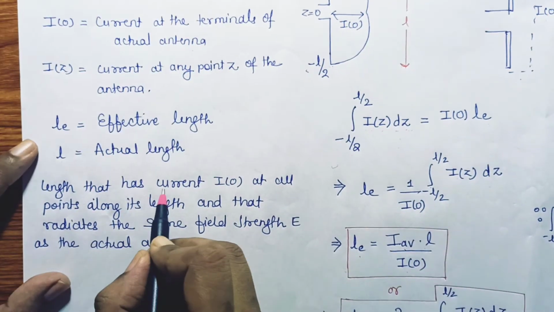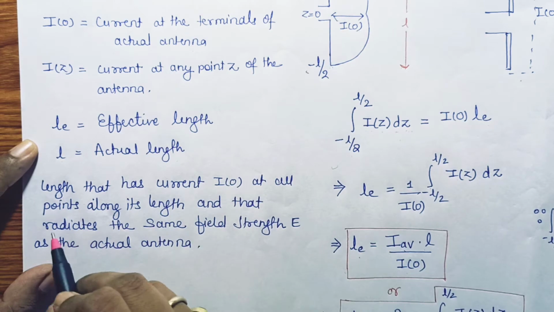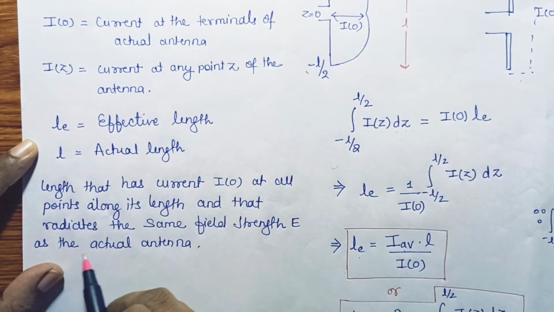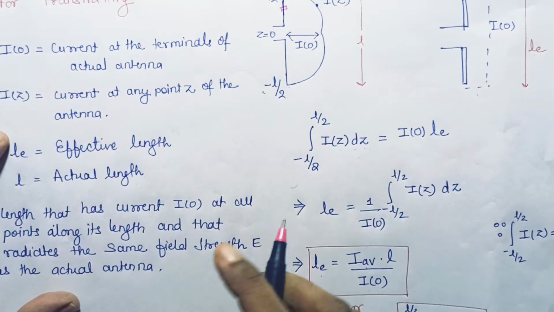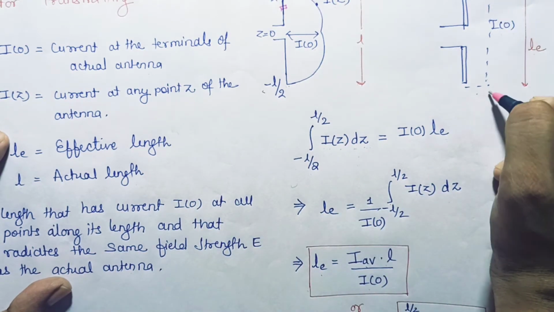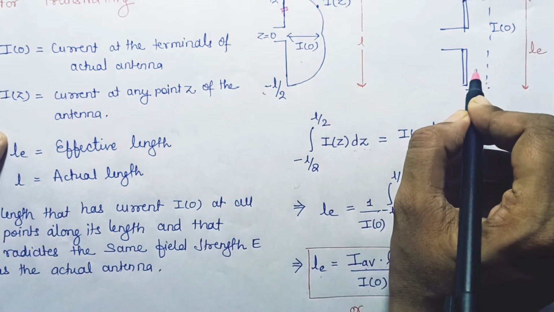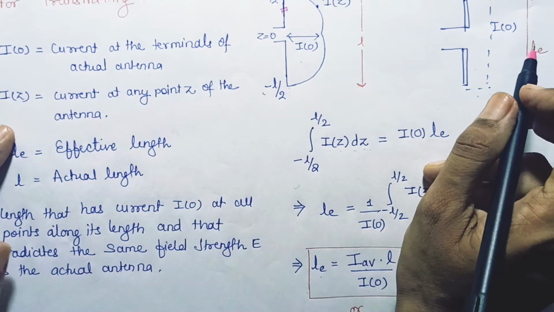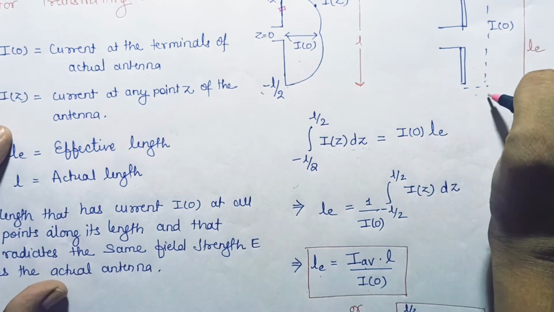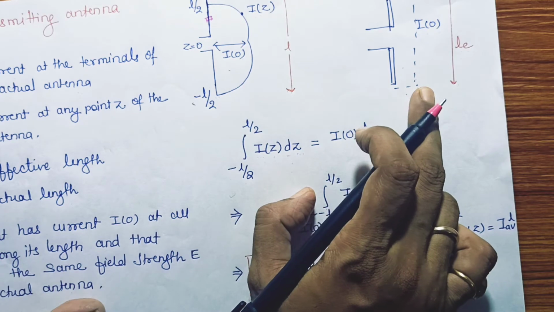Now, the length that has a current I0 at all points along its length and radiates the same field strength E as the actual antenna is the effective length. The current is uniform I0 along its length, and both antennas have the same electric field strength. So this length is our effective length. So we are equating these two equations.